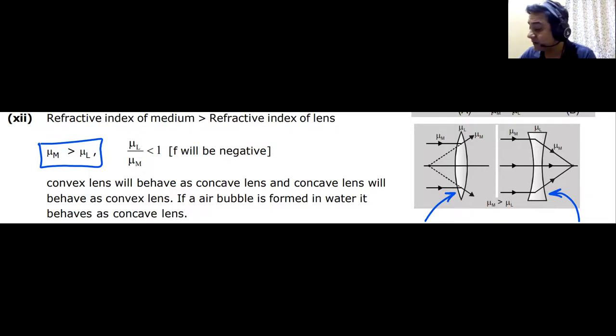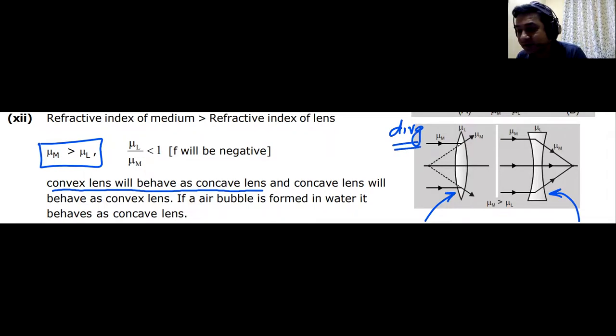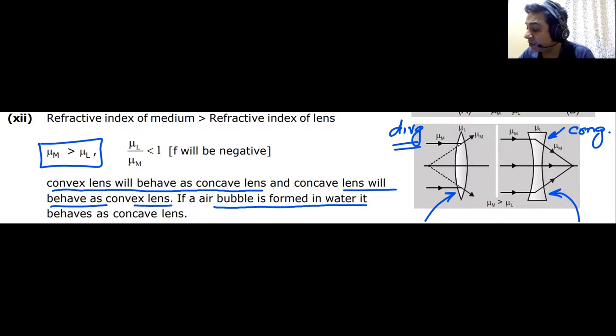Well, the answer is very simple. A convex lens will behave as a concave lens. Instead of converging, the convex lens becomes diverging, and a concave lens becomes a converging lens. So they will change their nature. If an air bubble is formed in water, it will behave as a concave lens. Do we understand this? Yes, sir. Please note it down, sir. Once more, sir. Okay, beta.